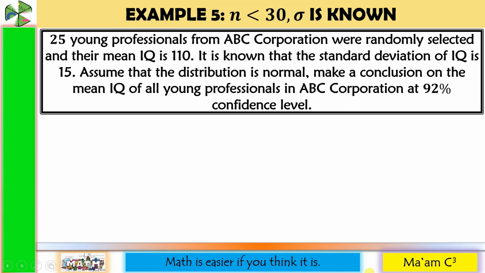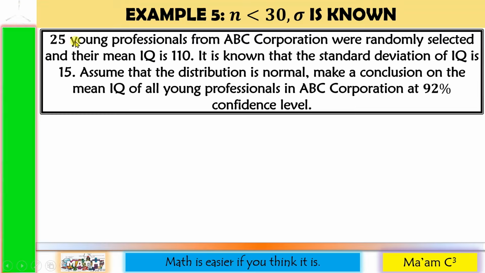Another one, 25 young professionals from ABC Corporation were randomly selected and their mean IQ is 110. It is known that the standard deviation of IQ is 15. Assume that the distribution is normal, make a conclusion on the mean IQ of all young professionals in ABC Corporation at 92% confidence level. Let's have our given first.